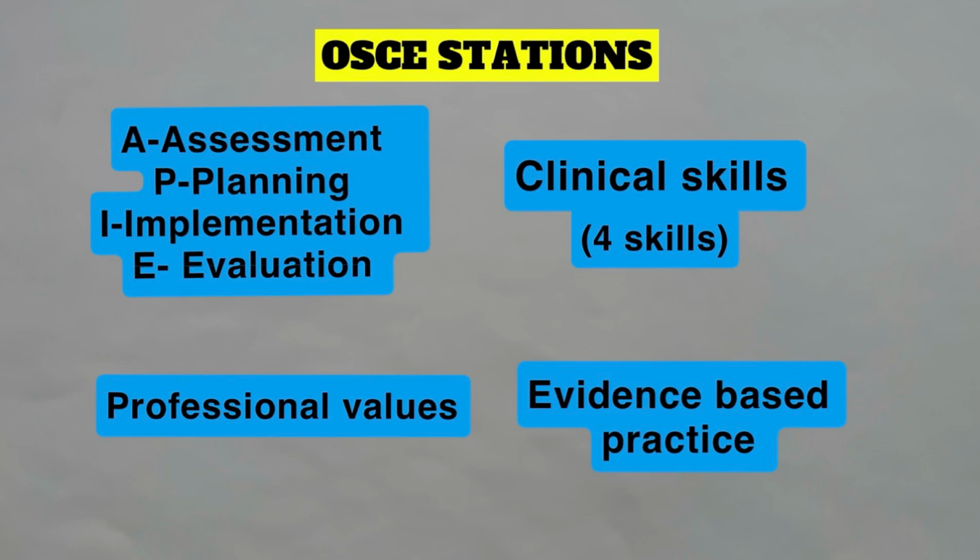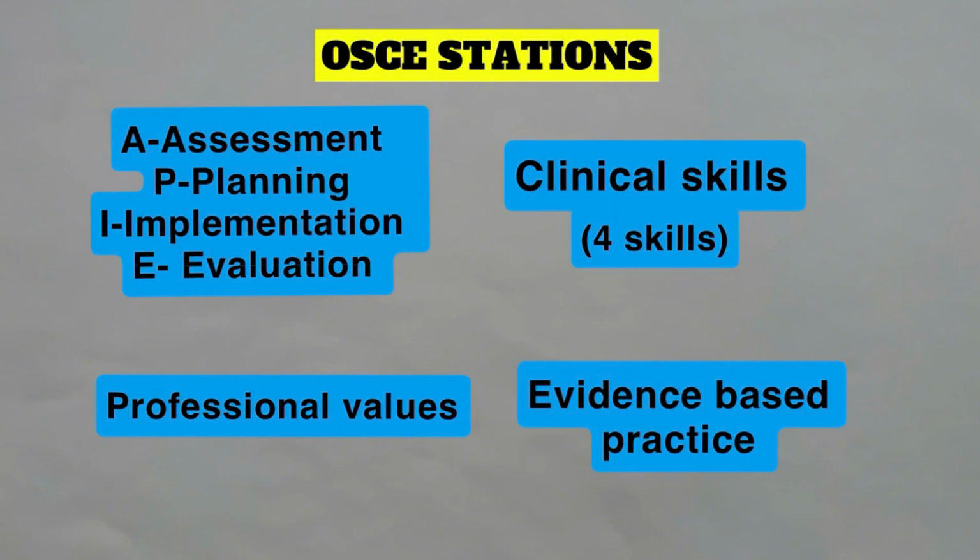Then there will be 4 clinical skills. You have to perform 4 clinical skills, and the scenario will be given to you. You have to perform based on that scenario. Then there will be professional values. In this also, the scenario will be given to you and you have to write bullet points. What will you do in that situation or scenario? If that happens in your ward, or that situation happens when you are working, what will you do? So you have to write the bullet points.